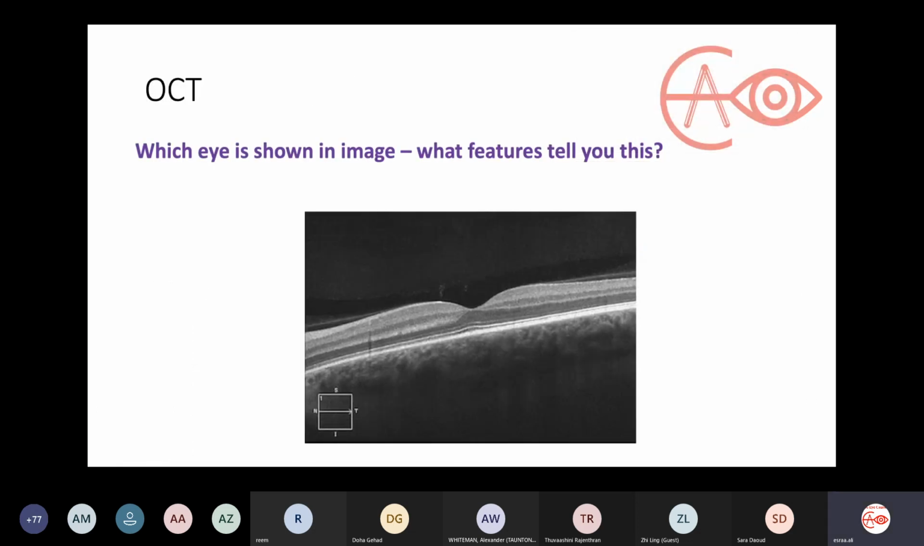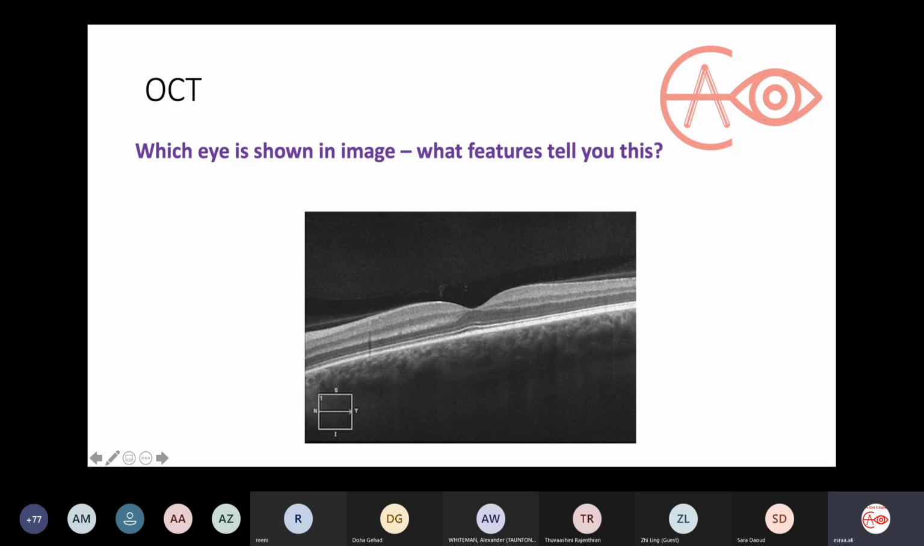A very famous question in the exam, a simple question. Which eye is shown in this image? Is it the right eye or is it the left eye? It seems very basic, but it's very common. I think it doesn't leave an exam. Can anyone tell? Good, we have all the right answers.